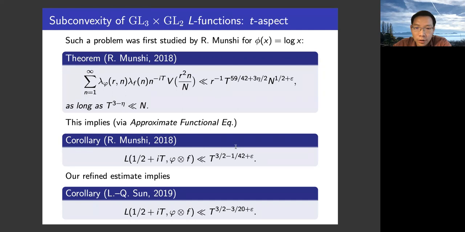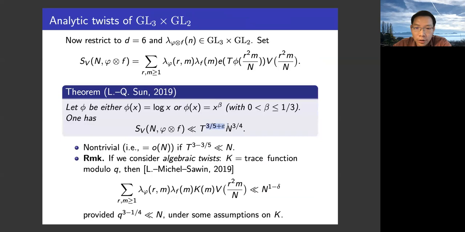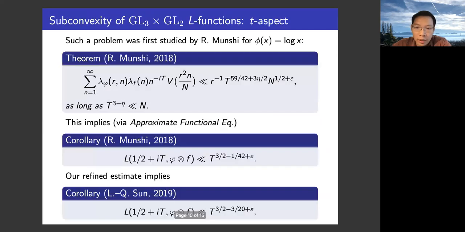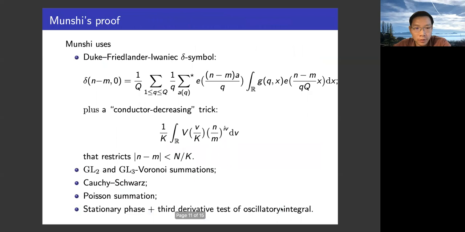So our estimate for this analytic twist is better than Yongxiao's upper bound. So correspondingly, we can get a slight refinement over his exponent. So how did Yongxiao prove his result?